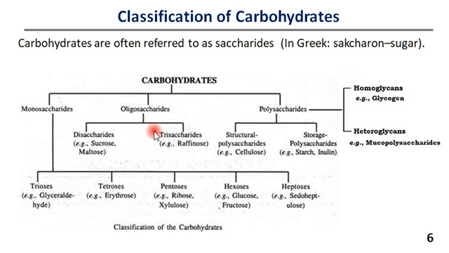Next type of oligosaccharide is trisaccharide. Trisaccharide is made up of 3 units of monosaccharide. Example is raffinose. Raffinose is made up of galactose, glucose and fructose. Next is tetrasaccharides. Tetrasaccharides are made up of 4 units of monosaccharides.